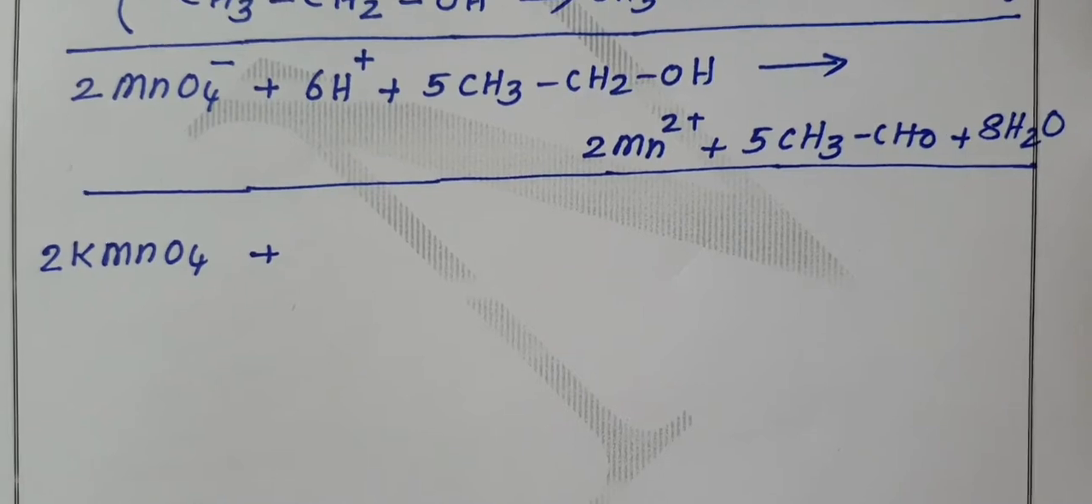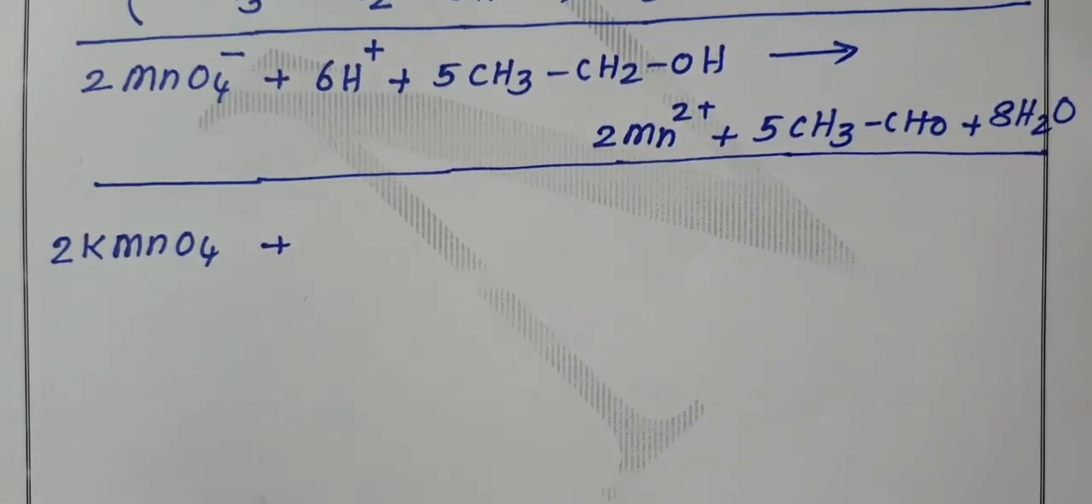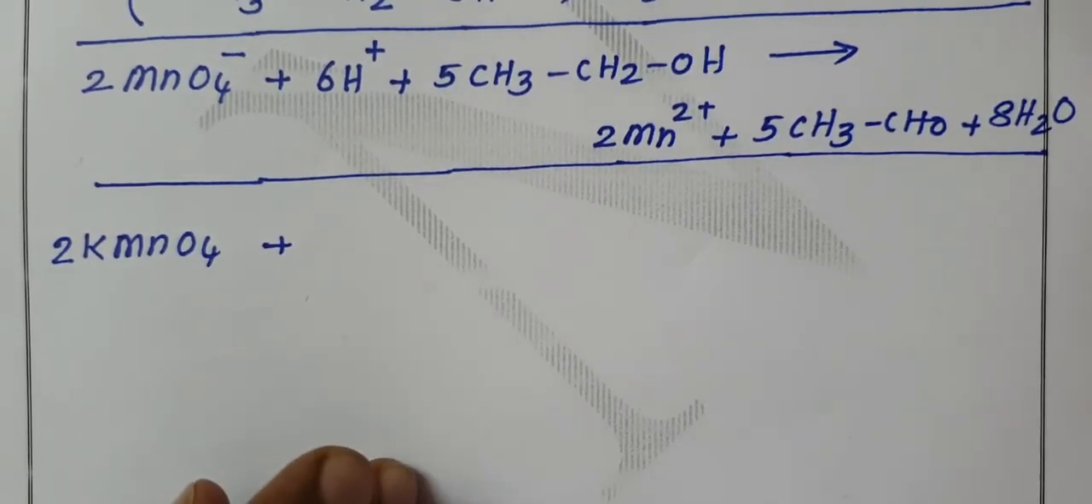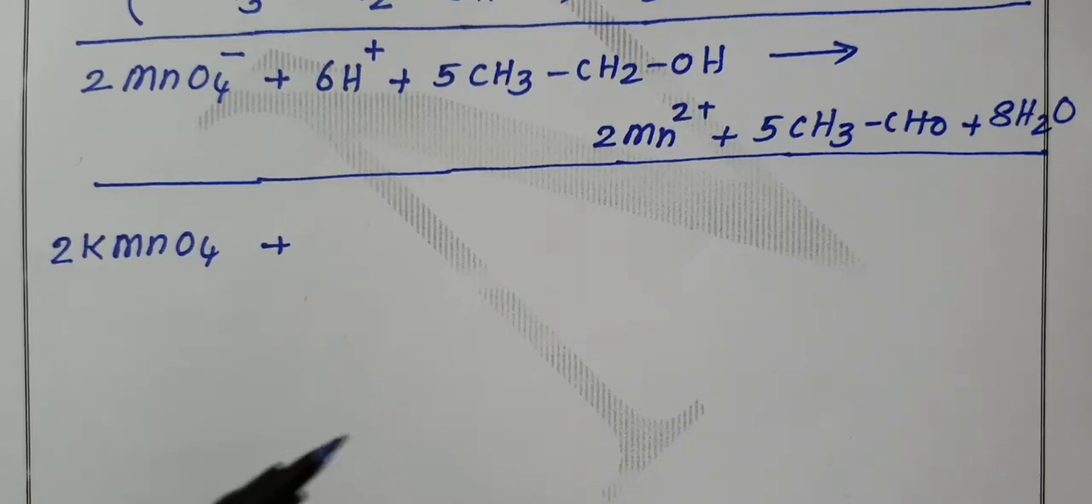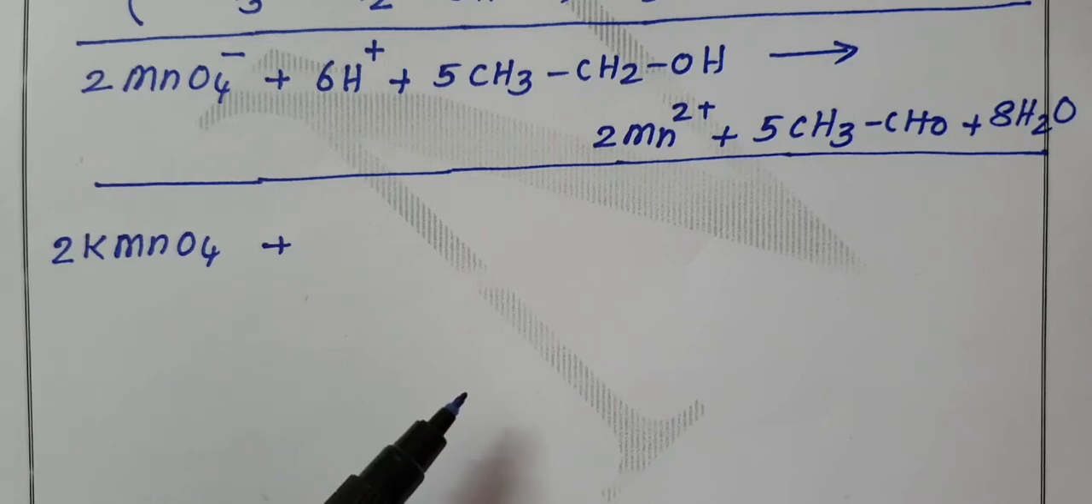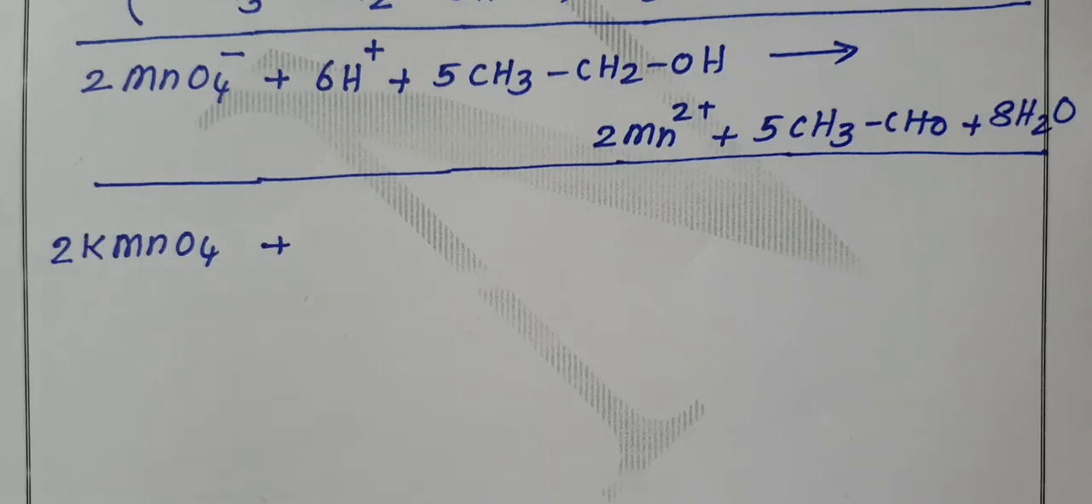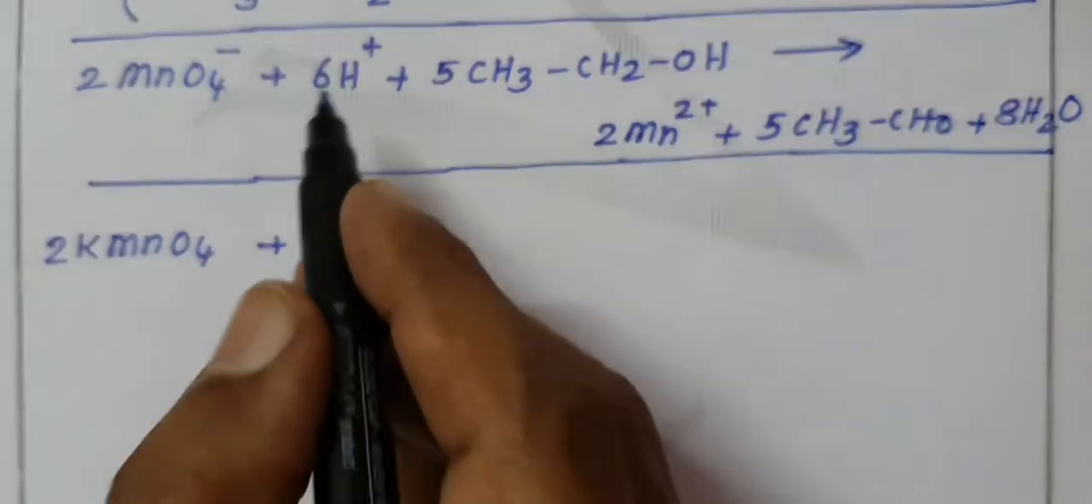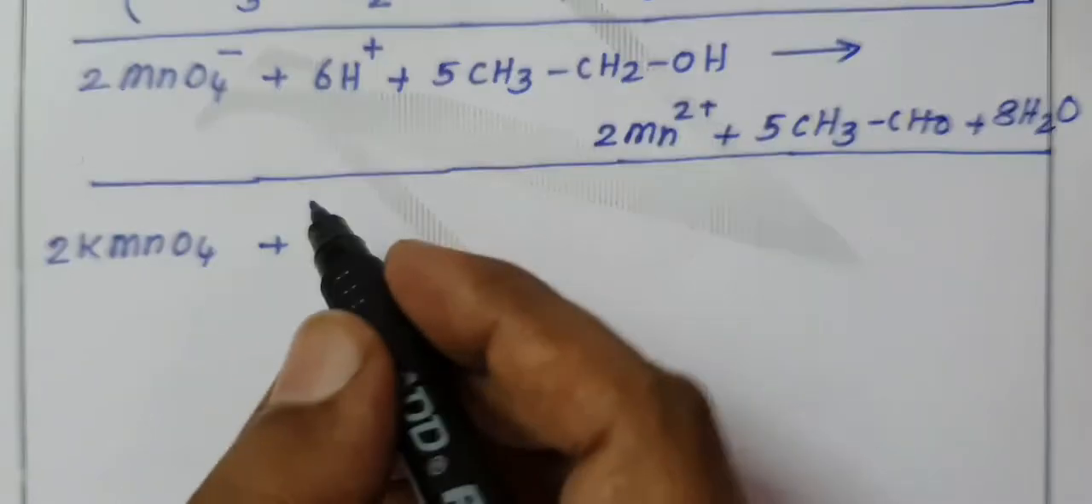Among the 3 inorganic acids, hydrochloric acid, nitric acid and sulfuric acid, sulfuric acid is most suitable to make the medium acidic. HCl is not used because it reacts with potassium permanganate. HNO3 also cannot be used because it is a good oxidizing agent; it reacts only with a reducing agent. Therefore, the acid is sulfuric acid.